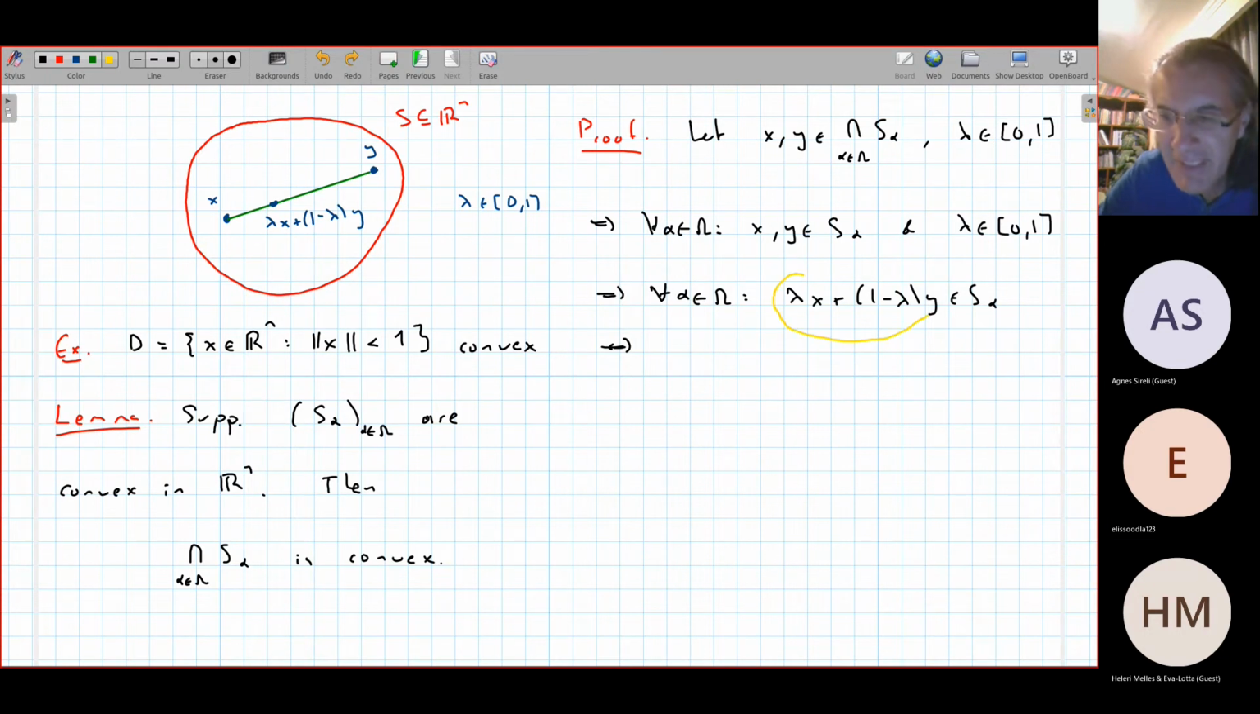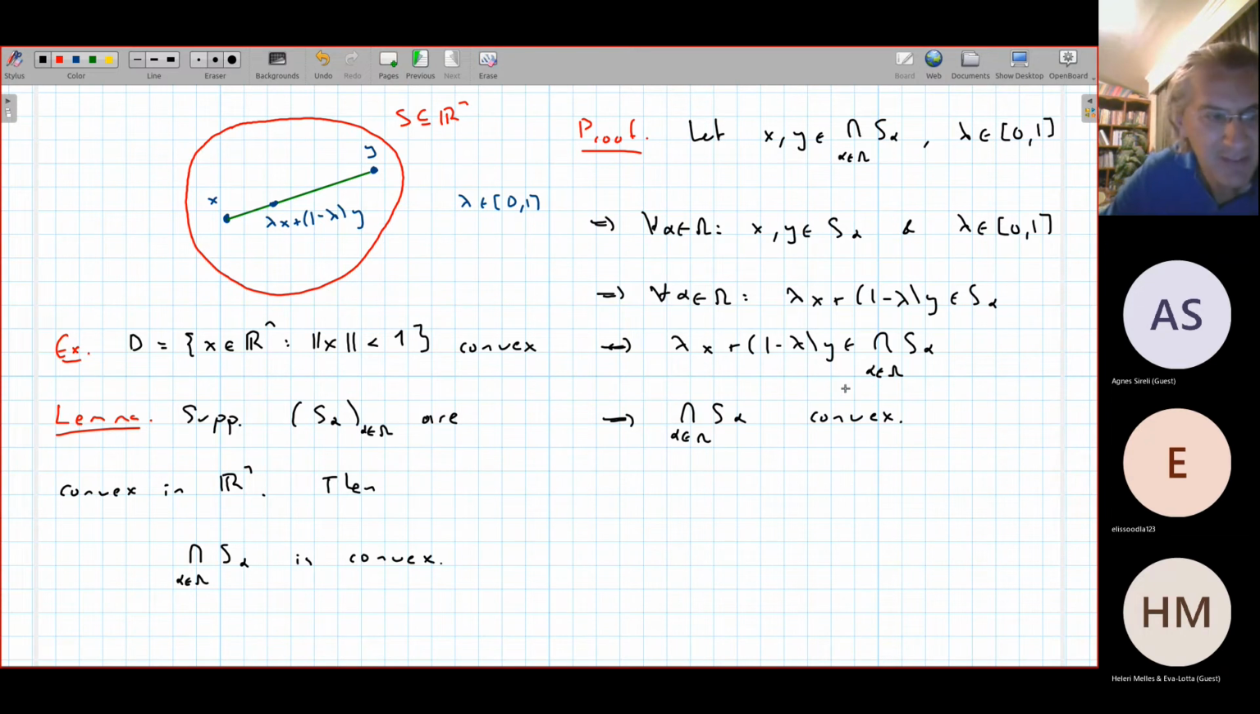Then you have that this vector is in all of these S alphas. And it follows that it's in the intersection of all of them. And by definition, this tells you that the intersection is actually convex.